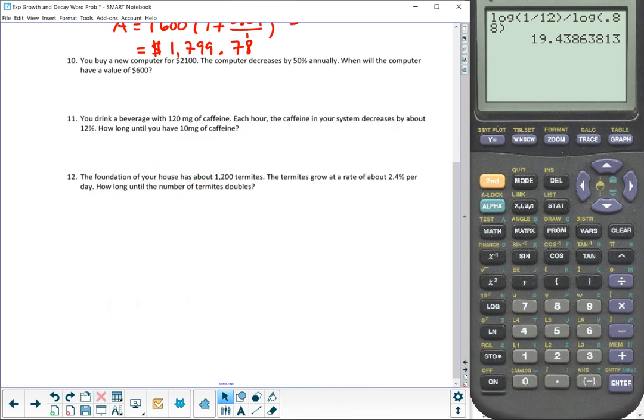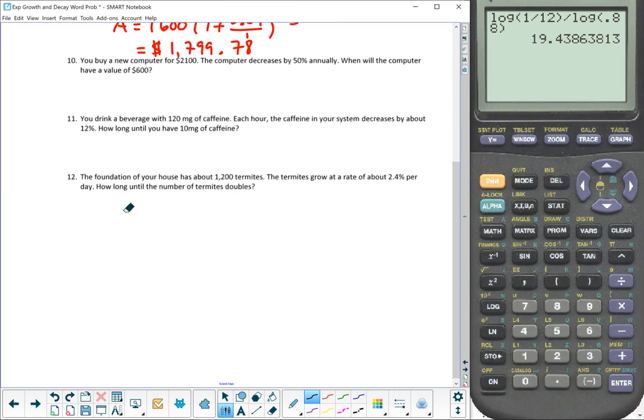Okay, last one. Foundation of your house has about 1,200 termites. Okay, that's not a lot, but that's enough to kill a wall or damage a beam. So that is quite a bit, but termites are so small that it's not even going to be that much, but it is enough to reproduce though.